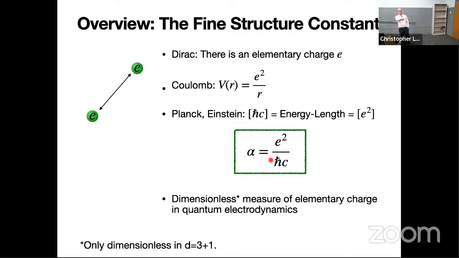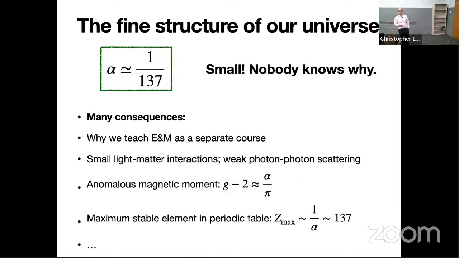Why quantum? Well, there's an ħ. But another way to think of this is it's the ratio between the energy of two elementary charges at a distance of, say, a meter, to the energy of a photon with a wavelength of a meter. And only in the 3+1 dimensional universe we live in is that a dimensionless quantity. So in this world, the fine structure constant is a dimensionless number which characterizes how strong the interactions are in quantum electrodynamics. In other dimensions, it's not dimensionless. The distance between the electrons wouldn't drop out. So this is all very elementary.